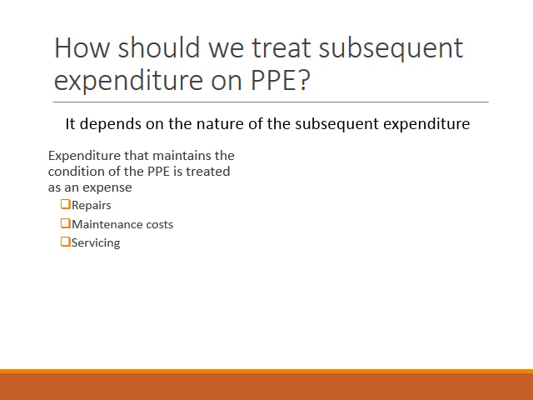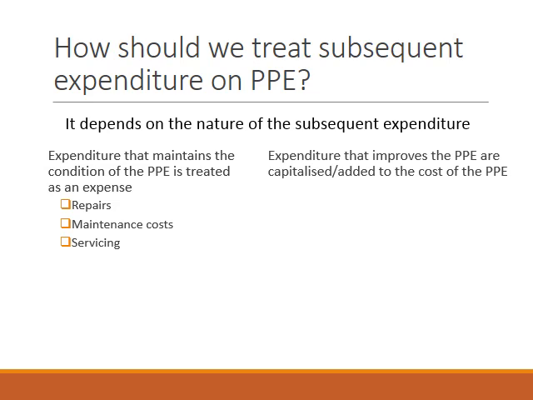Where the expenditure actually improves the property, plant and equipment, well, in that instance, the amount spent should be added to the cost of the property, plant and equipment. So for example, if we built an extension onto a factory, the cost of that extension would then be capitalised and treated as an asset.